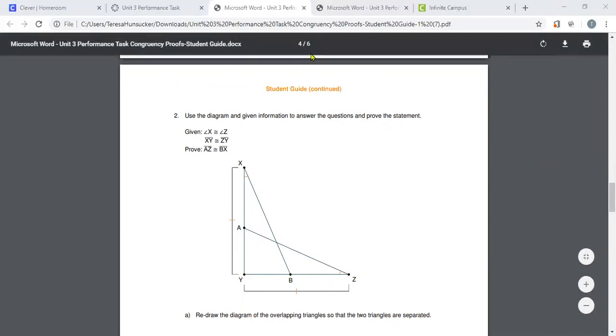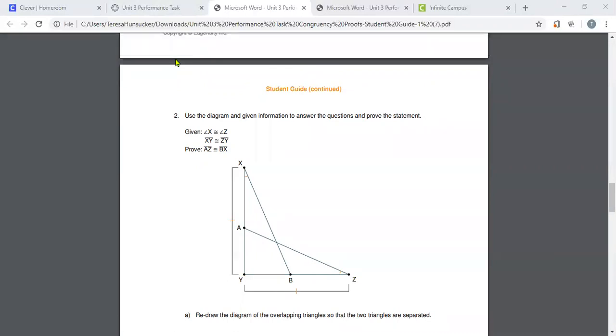It's asking you to prove that AZ is congruent to BX. So this is ultimately what we're trying to prove right here. AZ congruent to BX. Okay, so that's our goal. All right, now I'm going to scroll down and we're going to start on the first question.